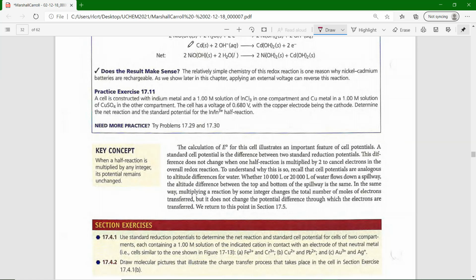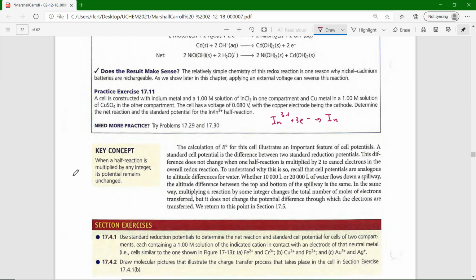A cell is constructed with indium metal and a 1 molar solution of indium chloride in one compartment. Okay, the chloride's not going to do much. Indium 3+ plus 3 electrons goes to indium solid. Now indium's probably not one that's listed in the table, is it? Let's take a look back on page 853. Search through with me for indium, and it is not there. Okay, well, guess what? That's what we have to find. Determine the net reaction and the standard potential for the indium 3+ half reaction.